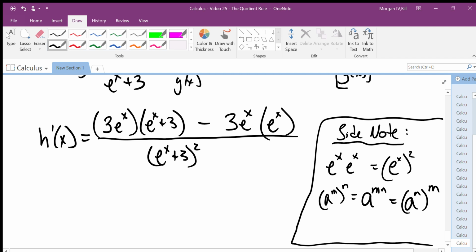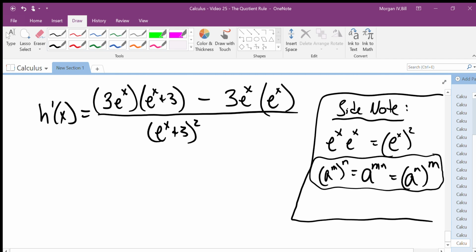All right, so we had this property of exponents here. We're going to use that to say that e to the x squared is the same thing as e to the, multiplying x times 2, 2x. E to the x squared is equal to e to the 2x. Maybe make a note of that.